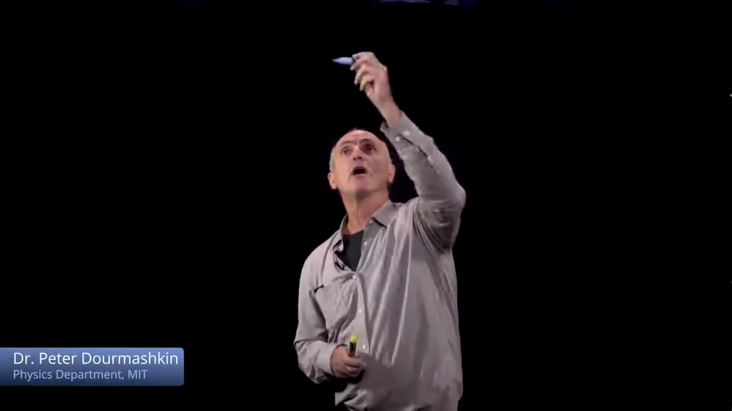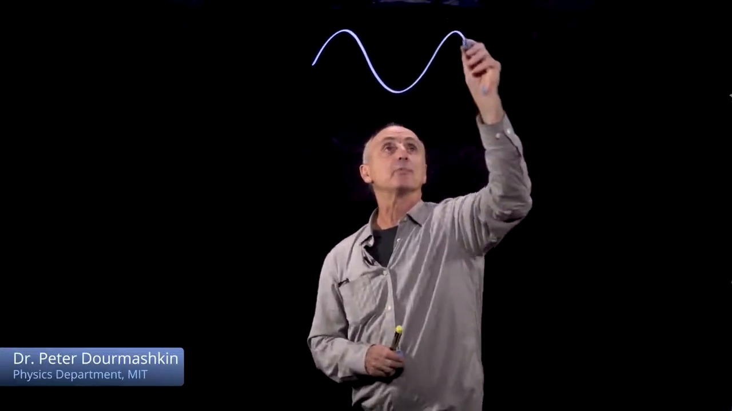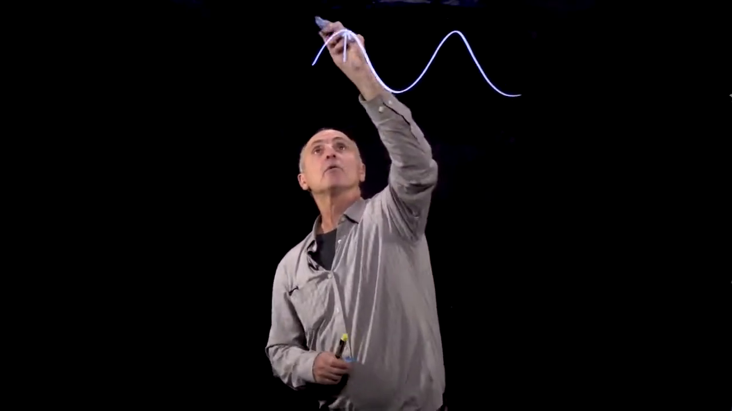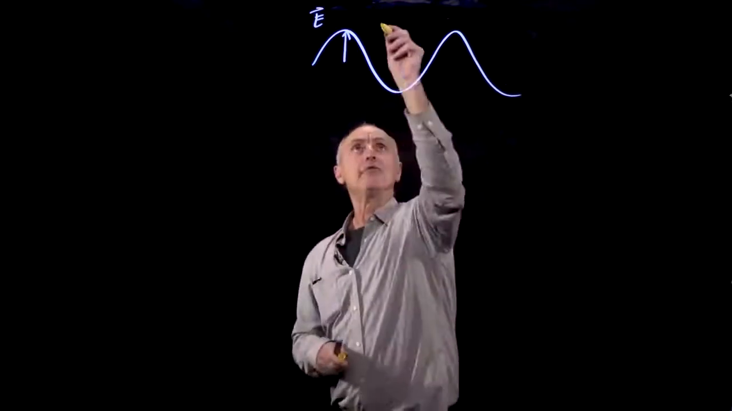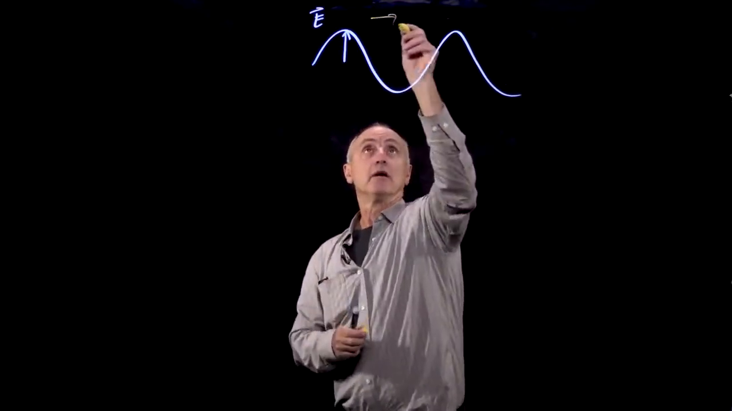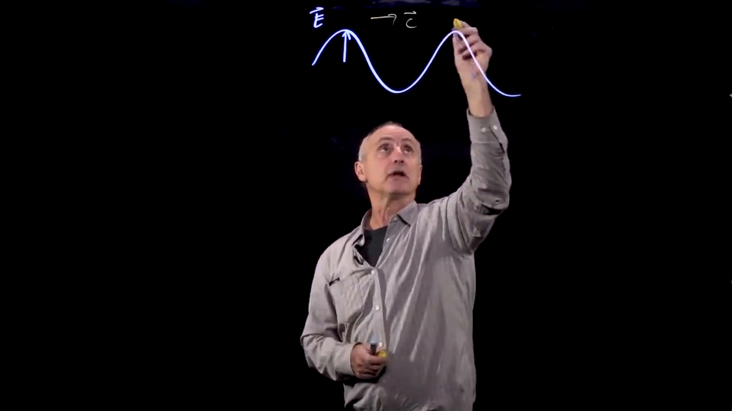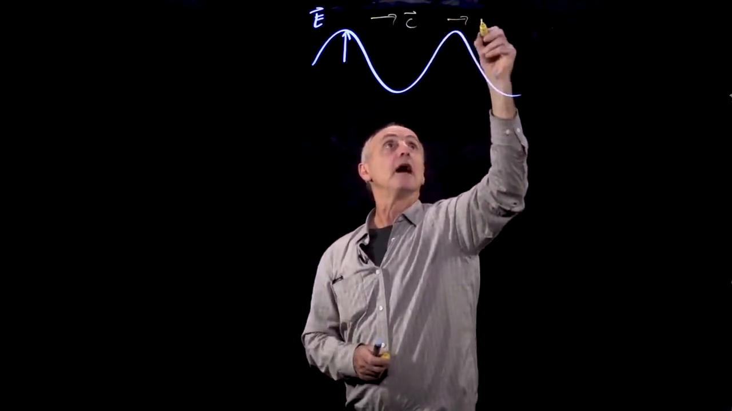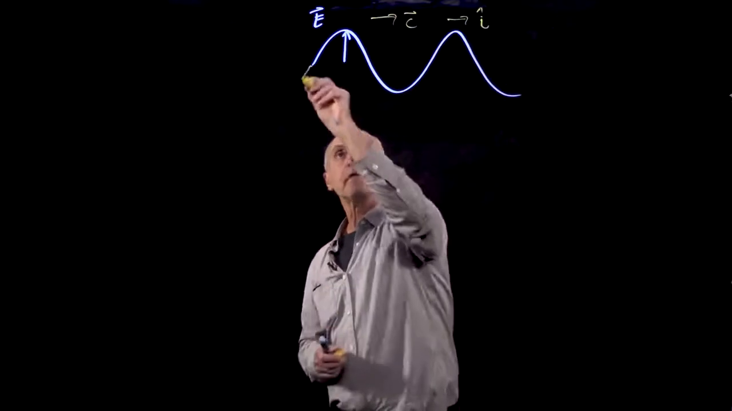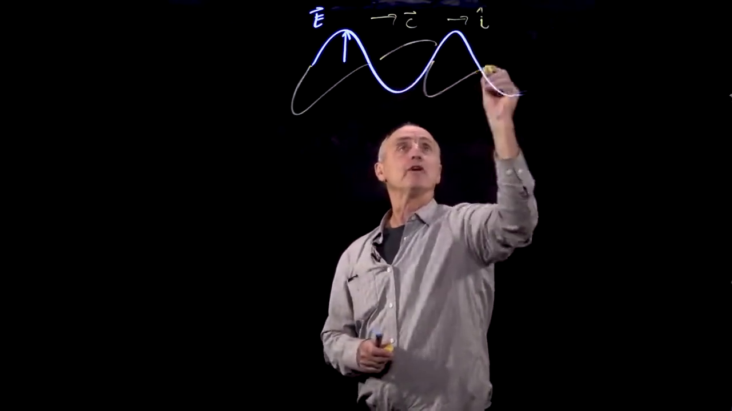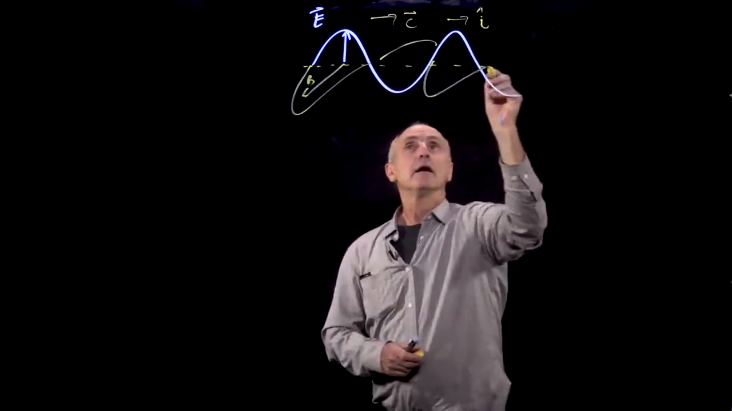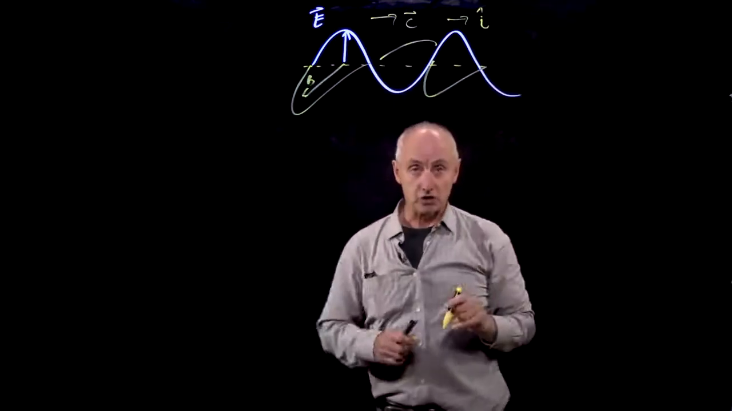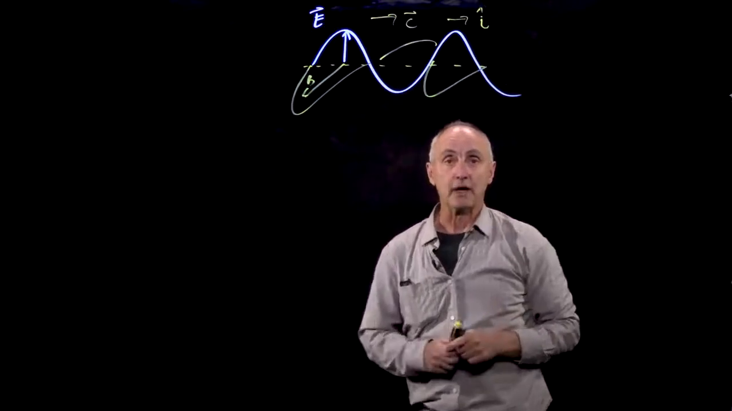Let's consider our plane traveling electromagnetic wave, with an electric field pointing in this direction. If we want our electromagnetic wave to travel in this direction, and we'll call that direction the i hat direction, then our associated magnetic field has to point like that. And this is just our representation of our plane electromagnetic wave.